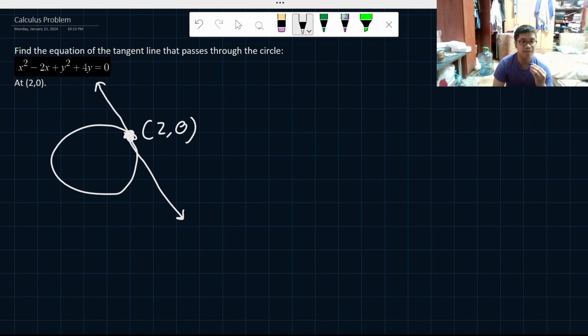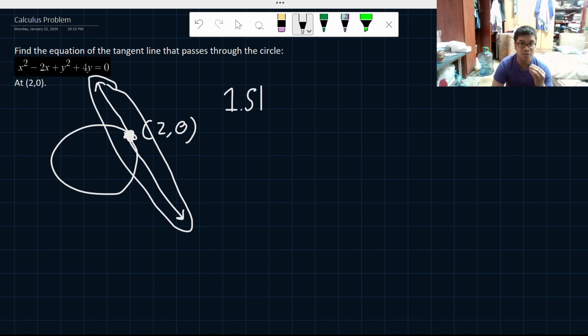Okay, so now that we have this one, yes, it passes through the curve. Now we want to know the equation of the tangent line. There are two things that you need to know if you're going to find the equation of the tangent line. One is, of course, the slope. Every line must have a slope, whether it's undefined or not. Slope tells you the gradient or the steepness of the line.